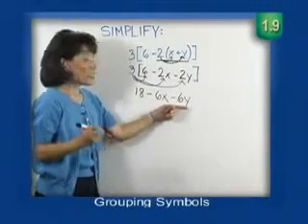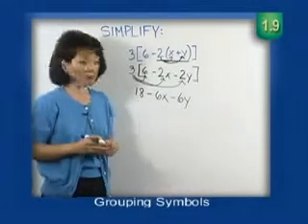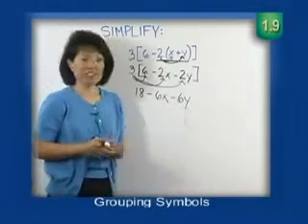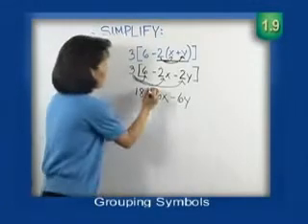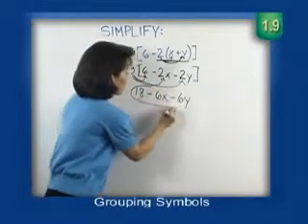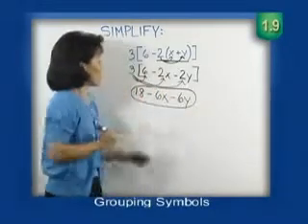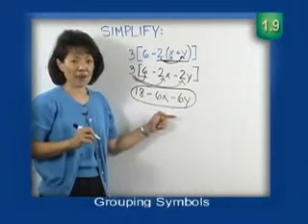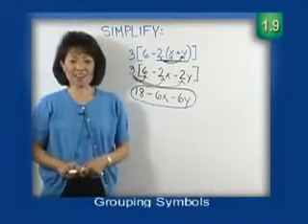Again, just make a quick check to make sure you have no like terms. In this case, they're all 3 different, so there's nothing we can combine. So our final solution to this expression is 18 minus 6x minus 6y.